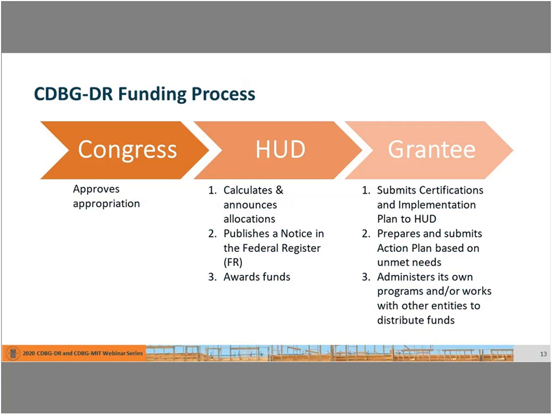So the funding process, again, for CDBG-DR: Congress approves the appropriation. HUD does the calculations and announces the allocations. And once again, in the disaster recovery context, these are different than your regular annual formula allocations. HUD publishes a notice in the Federal Register. An important thing for everyone to understand is that the Federal Register notices have been evolving in recent years to better reflect the implementation of CDBG in a disaster recovery context. A lot has been learned and applied in several decades of doing this.